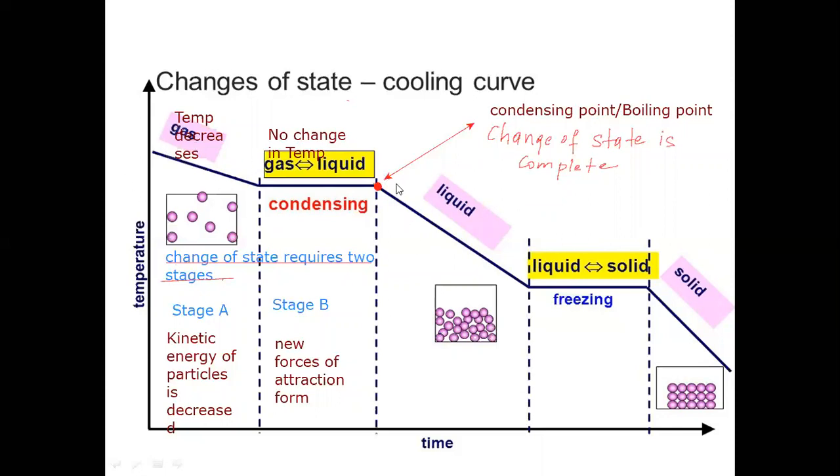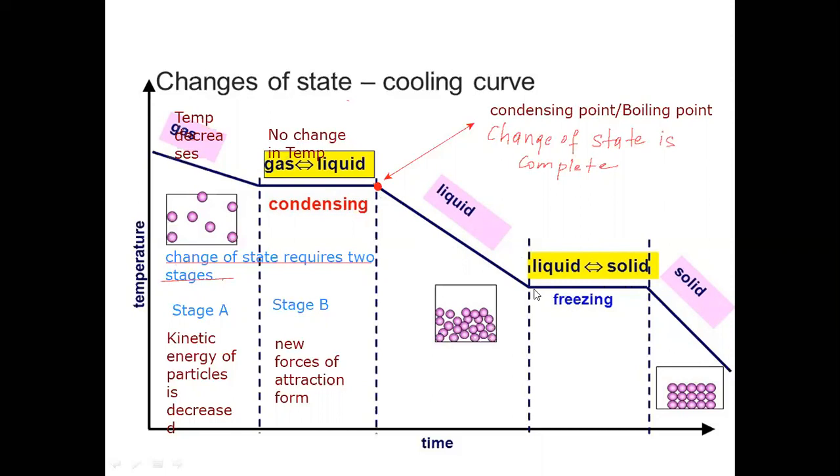Now, if we consider the change from a liquid to a solid, we will see that we will also go through the same two stages that we just went through. First, in stage A, we will have a decrease in the temperature, and this is because we are decreasing the kinetic energy of the particles, and so the temperature will also decrease. And then we get to the point where the graph becomes flat again. This is stage B of the process.